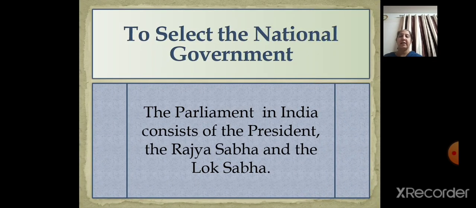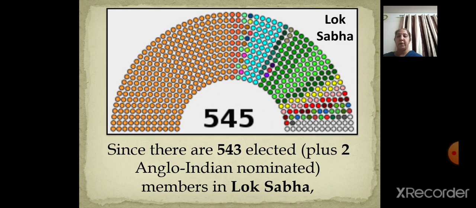See, the Parliament of India consists of the President, the Rajya Sabha and the Lok Sabha. After the Lok Sabha elections, a list is prepared showing how many MPs belong to each political party. For a political party to form the government, they must have a majority of elected MPs. In the Lok Sabha, there are 543 elected plus 2 Anglo-Indian nominated members, so 545 is the total. To have a majority, a party should have at least half the number, that is 272 members or more.